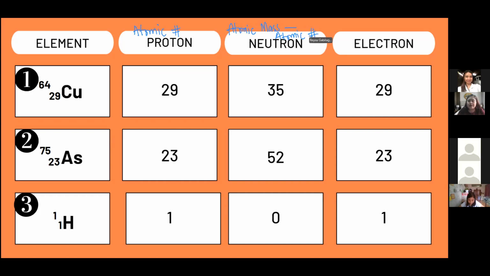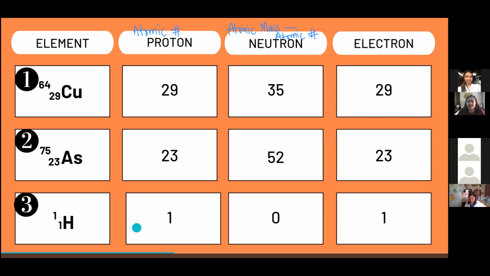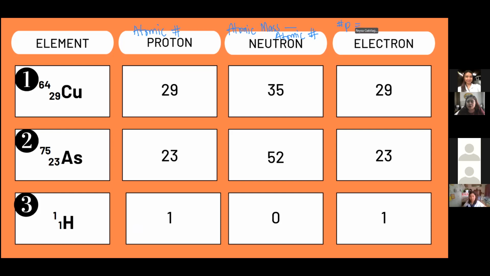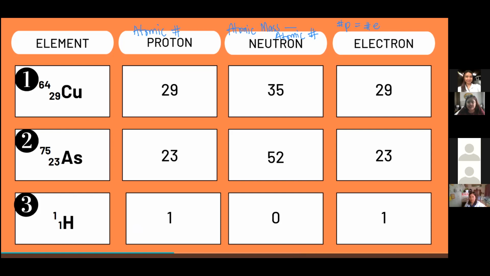And then for the number of electrons, please remember, if the given is a neutral element or a neutral atom, which means wala siyang charge, class. Pag walang charge, it means the number of protons is equal to the number of electrons. Again, parehas sila. Number of protons is equal to the number of electrons. Now, mag-iiba itong electrons if we have charges. So later, we will discuss that one.